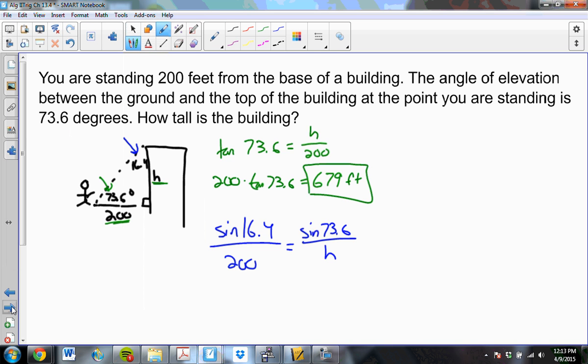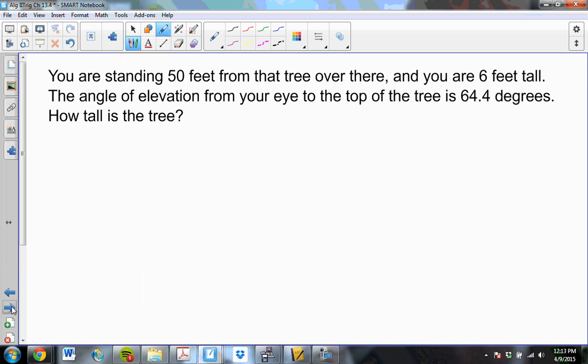Beautiful. Next. You're standing 50 feet from that tree over there, and you're 6 feet tall. The angle of elevation from your eye to the top of the tree is 64.4 degrees. So here's our tree. Here's you. You are 6 feet tall. And from your eye to the top of the tree, it was 64.4 degrees.